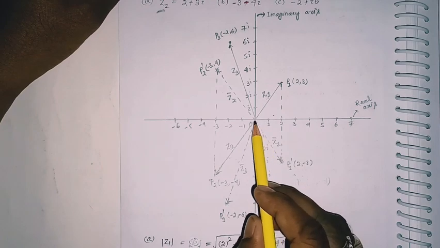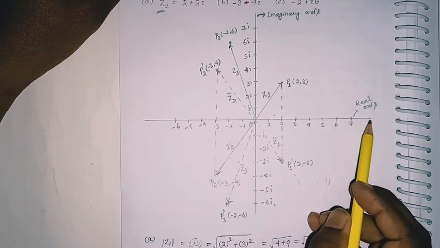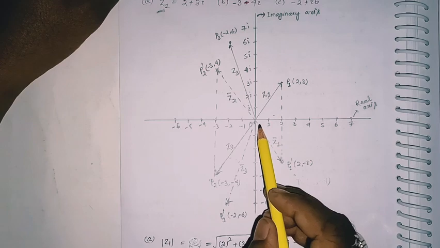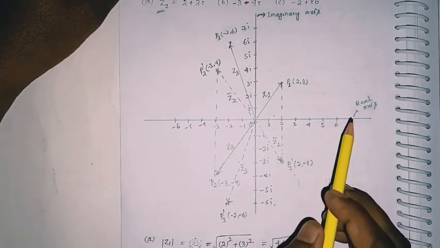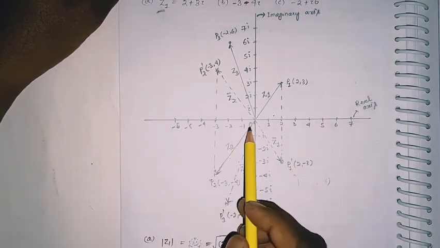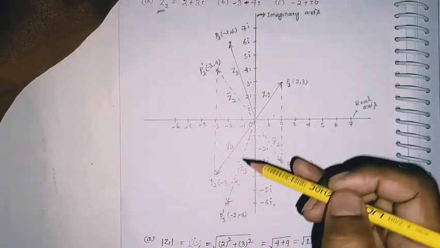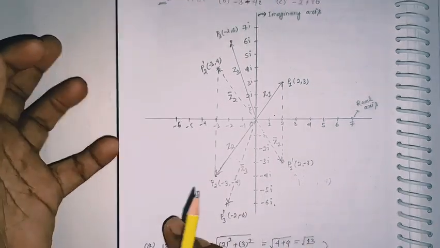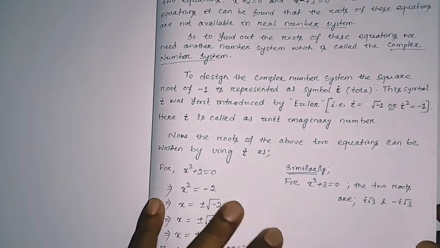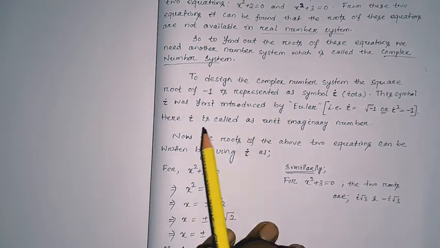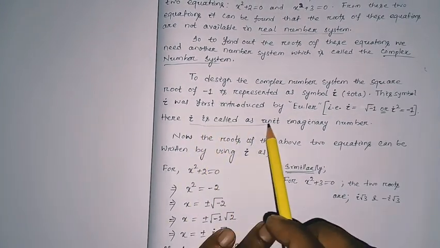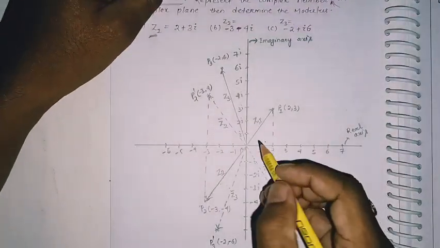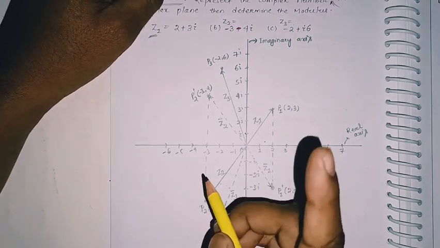so with equal spacing I divided the real axis and imaginary axis. This one is your 1, 2, 3, 4 onwards, and from this side is your -1, -2, -3, and this is your imaginary axis. I told initially that i is nothing but the unit imaginary number. That means this point represents the i.